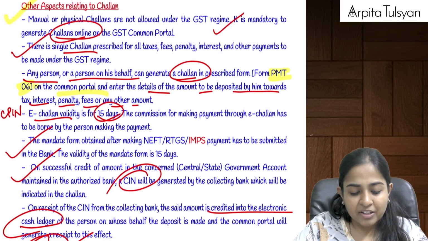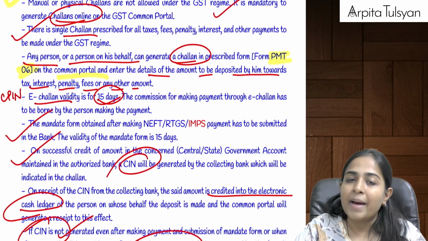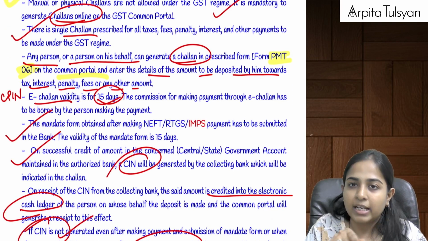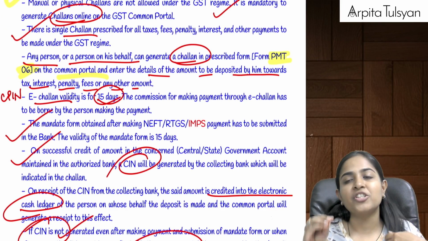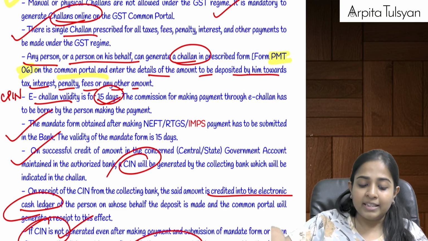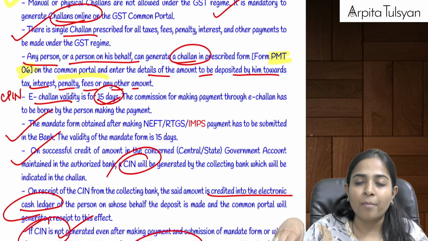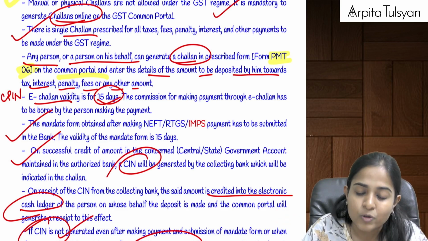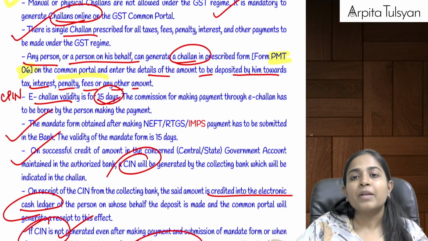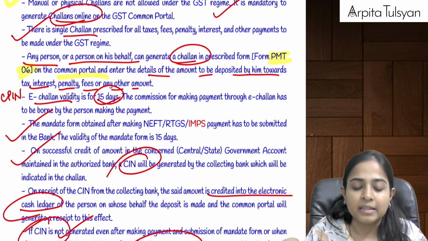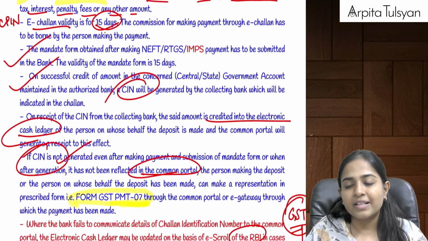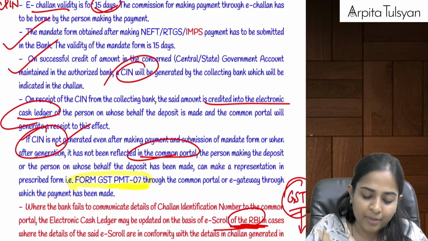Okay. Then after that, in GST now manual chalans are totally not allowed. If you want to do the payment, the chalan needs to be generated online compulsorily. This chalan has to be generated in form GST PMT 06 on the common portal, which will be valid for a period of 15 days. Within a period of 15 days, using the CPIN, you are required to do the payment. Once the payment is successful, your SIN will be generated.